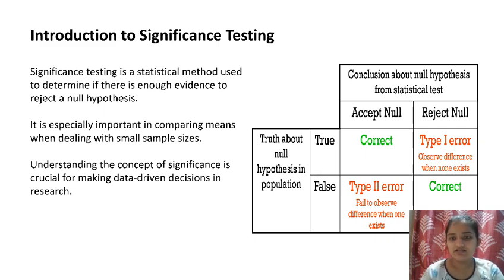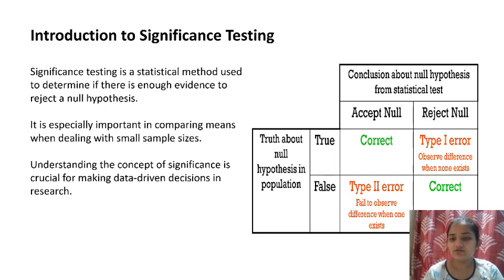Here is a table that shows when the conclusion is accepted or rejected, we have to check like this. Truth about null hypothesis in population. If it is true and it is rejected, that is called type 1 error. If it is false and is accepted, it is called type 2 error.